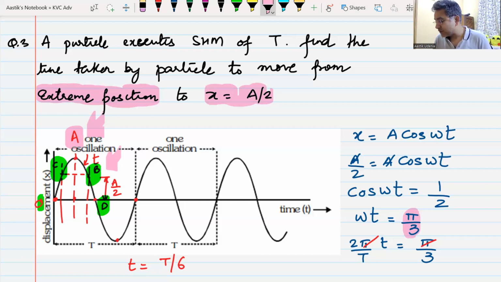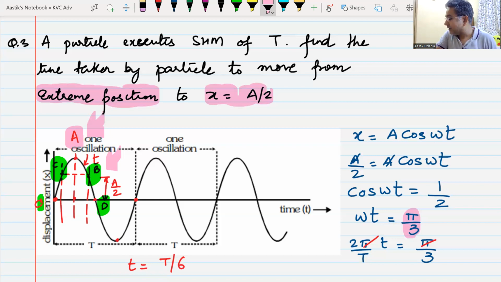How did you get T by 12? Sir, it is symmetric, no, sir. Yes. From A to D, it is T by 4. Yes. It is T by 4, and A to B is T by 6, and B to D is some t. Let's say some t. So t will be equal to T by 4 minus T by 6. That is correct. So that is another way of doing the same thing.